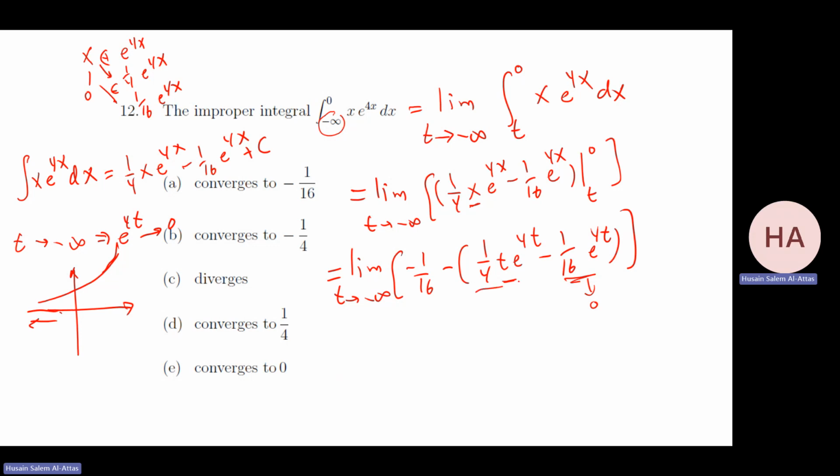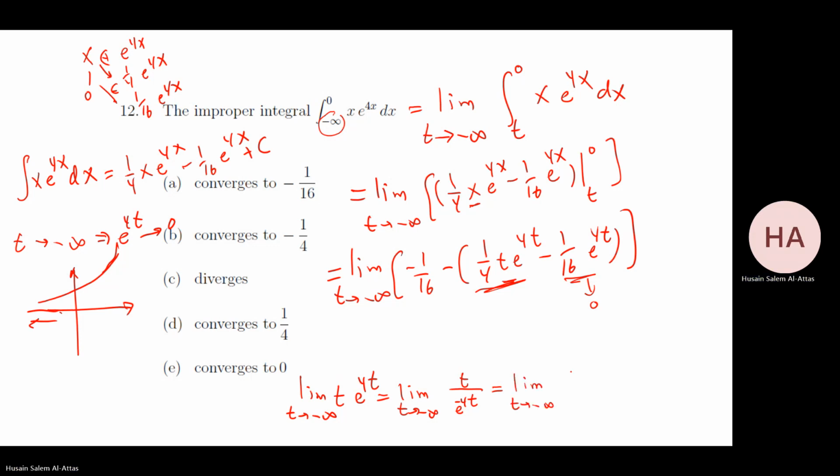Now this one, I need L'Hopital's rule. So I need the limit as t goes to minus infinity of t e^(4t). If you apply it, we have infinity times 0. Yeah, this is 0, this is infinity. Okay, so this will be the limit as t goes to minus infinity; I make it t over e^(-4t). So I have now infinity over infinity, or minus infinity over infinity.